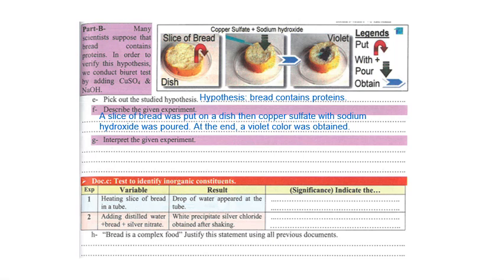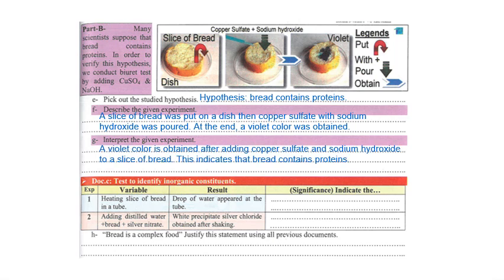Okay? Interpret the given experiment. A violet color is obtained after adding copper sulfate and sodium hydroxide to a slice of bread. This indicates that the bread contains protein. So we analyze, then we use the indication. This indicates that.